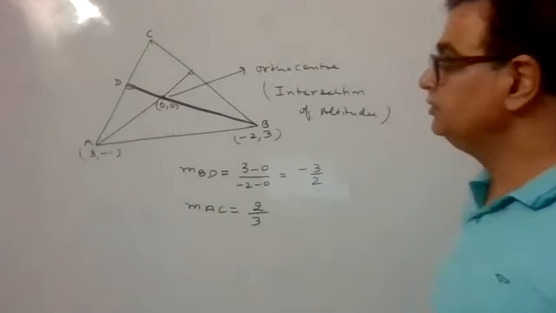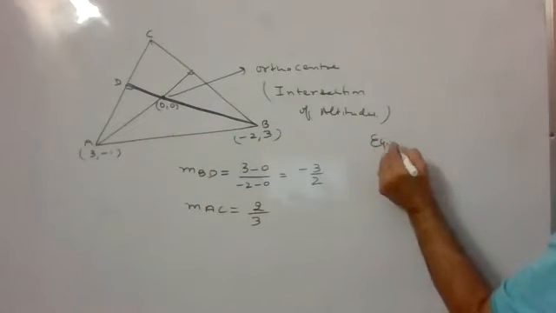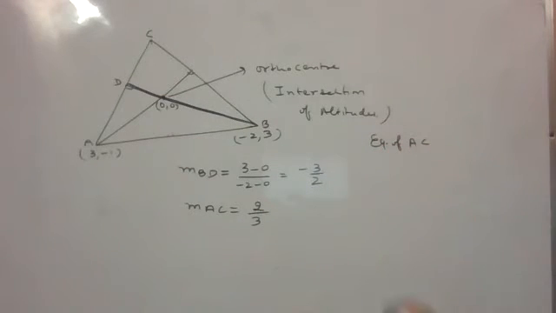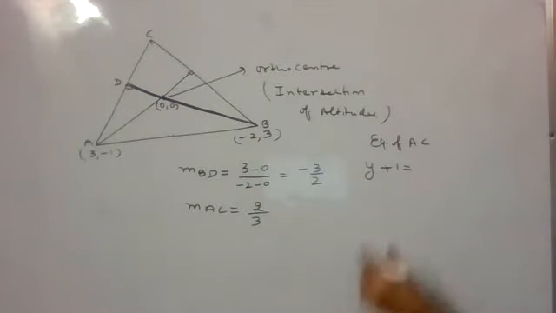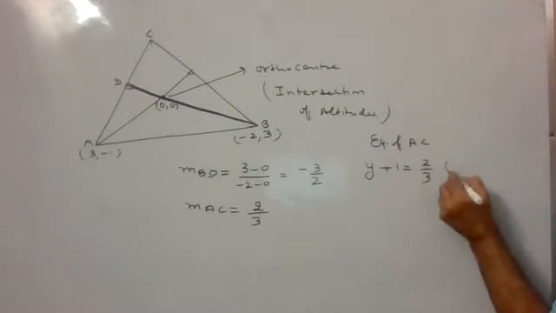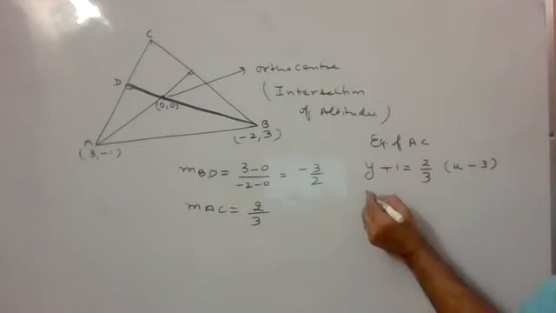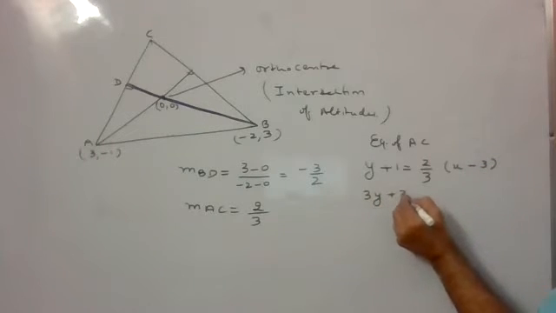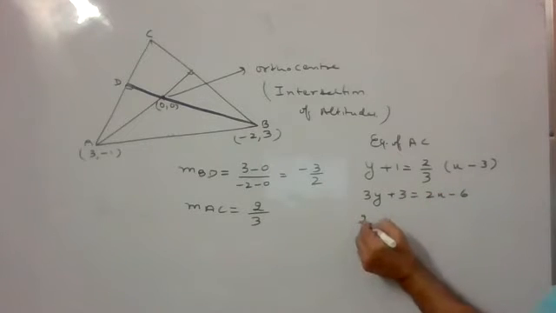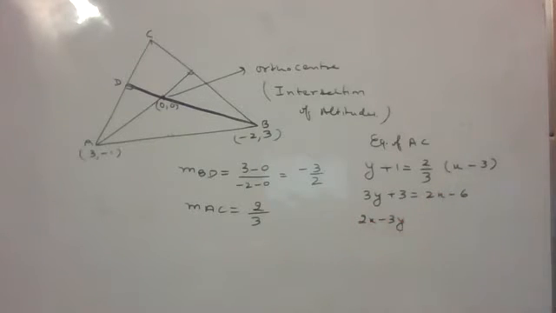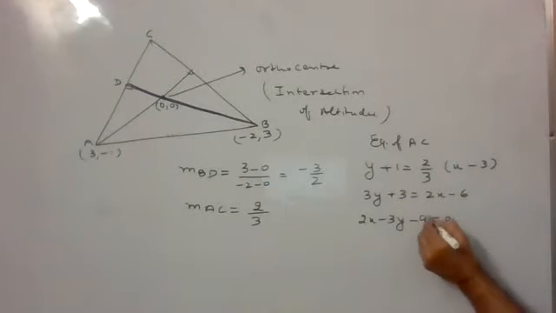Yes or no? That means what is the equation of AC now? What will it come? y minus y1, so y plus 1. m is what? 2 by 3. (x minus 3). When you solve it, it will come 3y plus 3 equals 2x minus 6. Or I should say 2x minus 3y minus 9 equals 0.